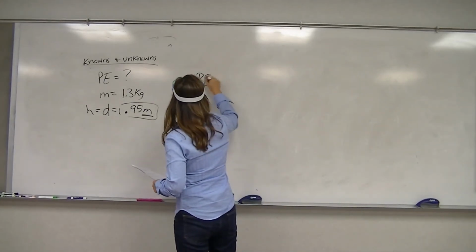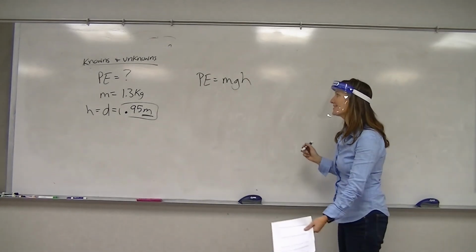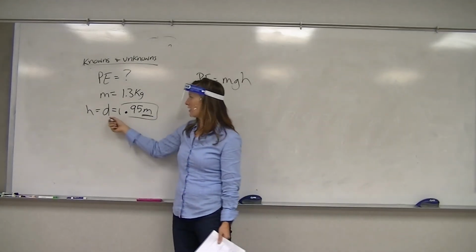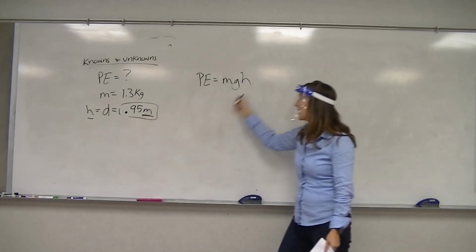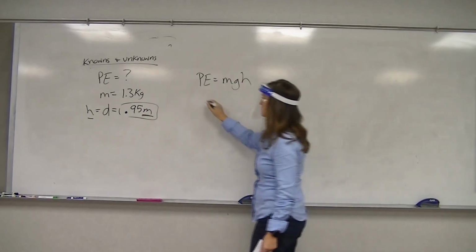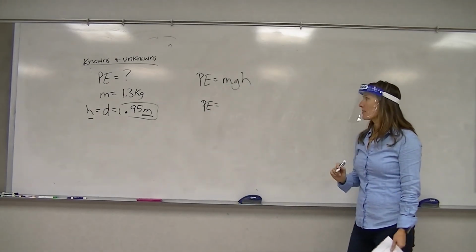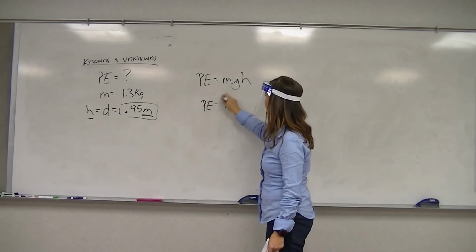So PE is equal to mgh. Notice this time, for the height, the length portion, it's not d as the variable, it's h. But that value can still be used here. It's just changing the variables on us a little bit with some of these equations. So mass we have, that's the 1.3.